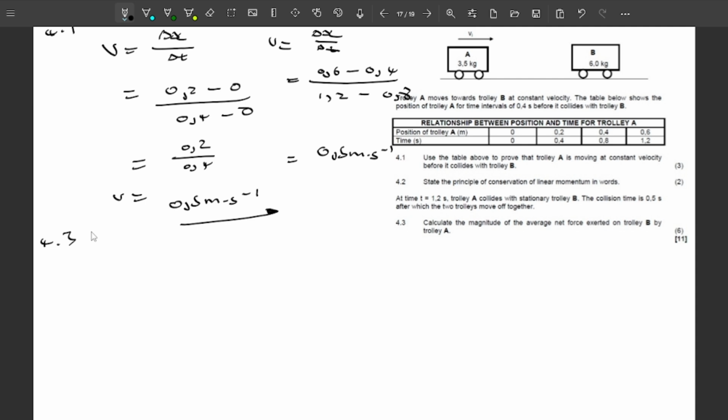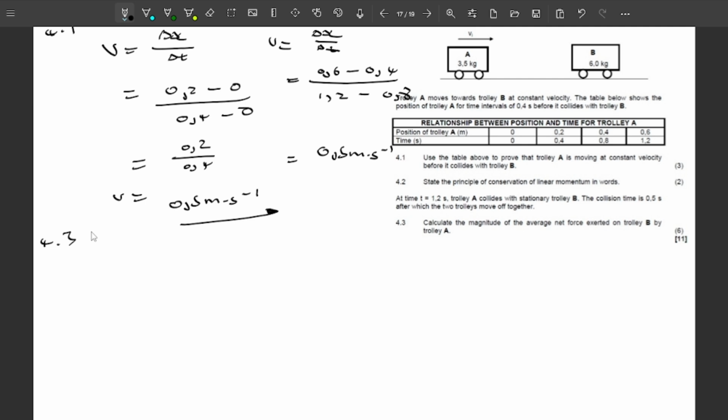Now, the collision time is 0.5 seconds, after which the two trolleys move off together. So they became one system, meaning they share the same VF. You have to know that. Now, the question asks us to calculate the magnitude of the average net force exerted on trolley B by trolley A.